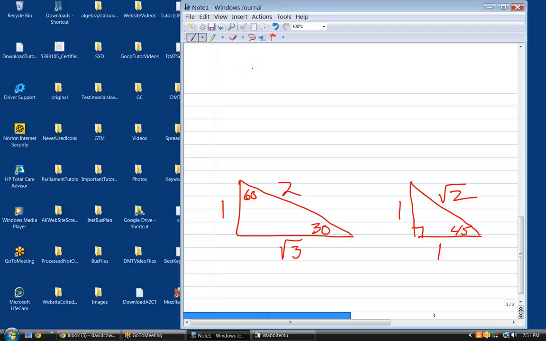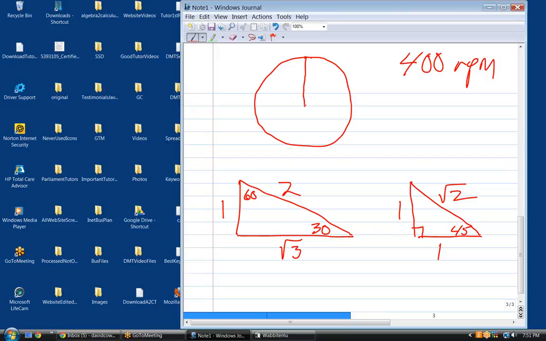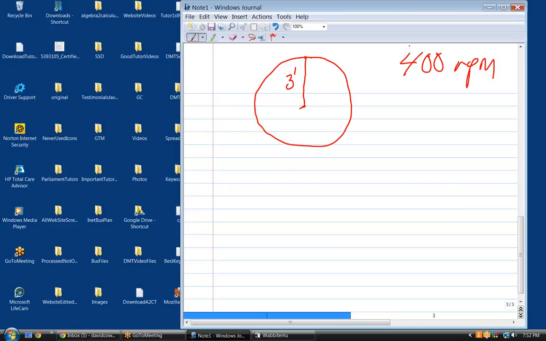It says consider a wheel of radius 3 feet rotating at 400 RPM, and determine the angular speed in radians per second of the wheel. What's the radius again? 3 feet. And that's a radius, not a diameter? Yeah. Okay. At 450 RPM. Determine the angular speed of the wheel. It's making 450 rotations per minute.